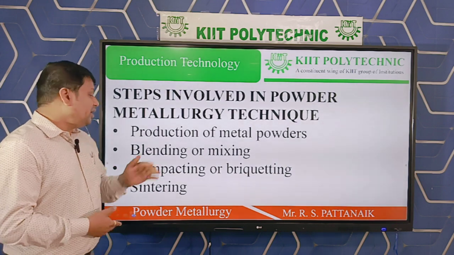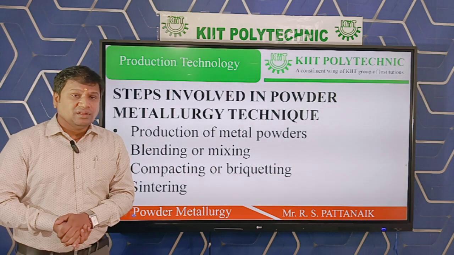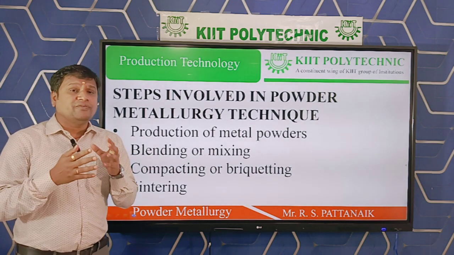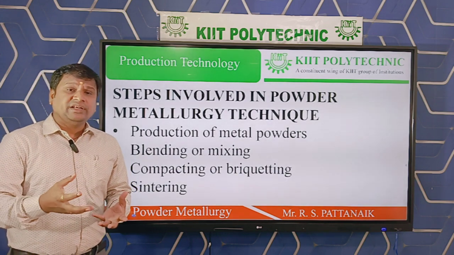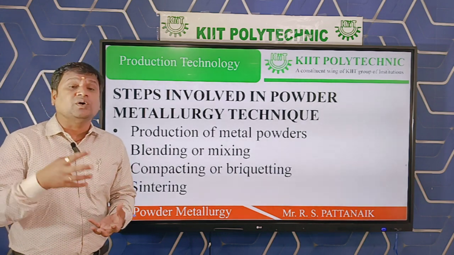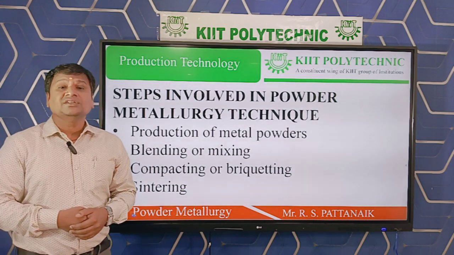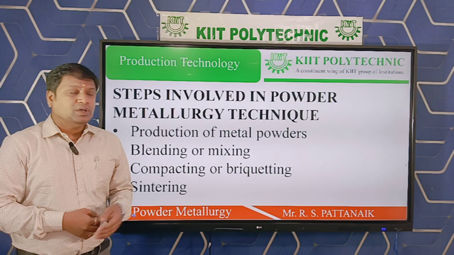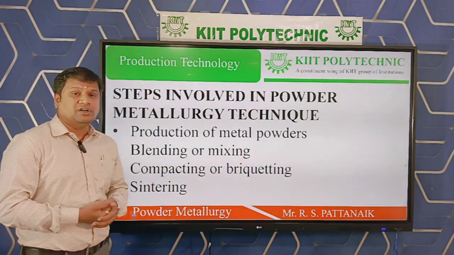The next step is compacting or briquetting, which is the step of the green compact. Here the blended powders are compacted. Then the last step is sintering. Let us discuss the first step, production of metal powder.